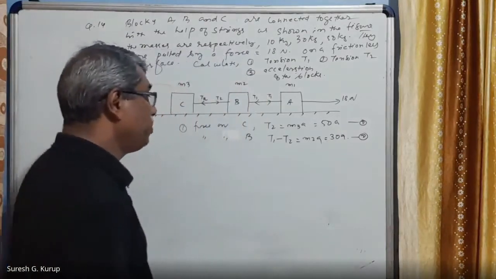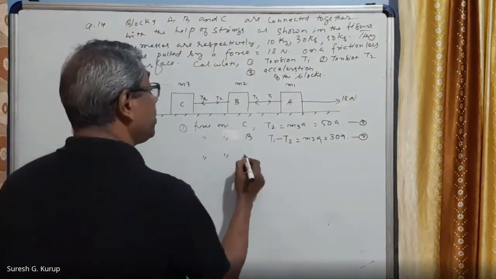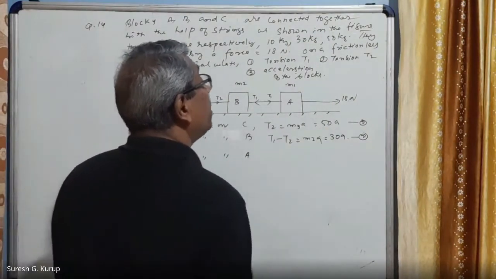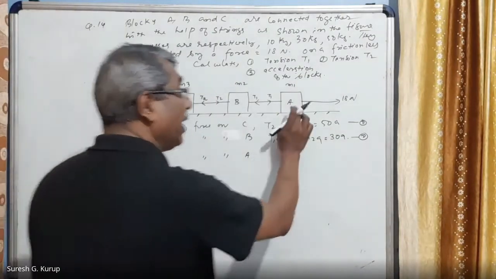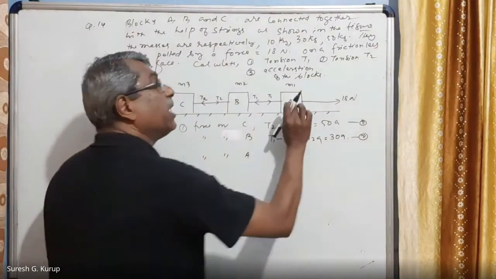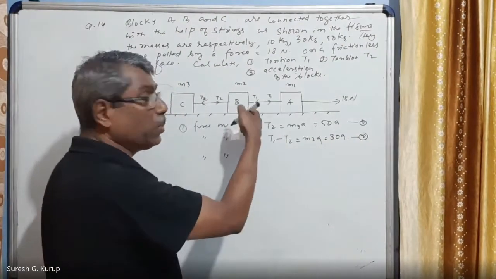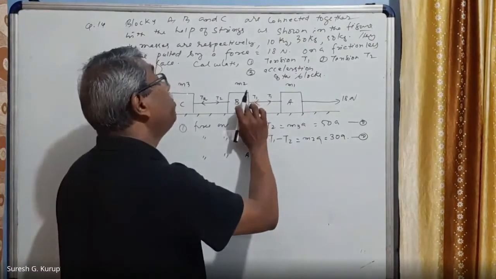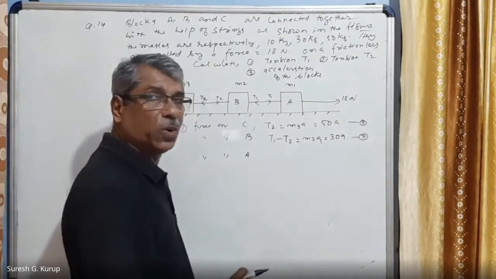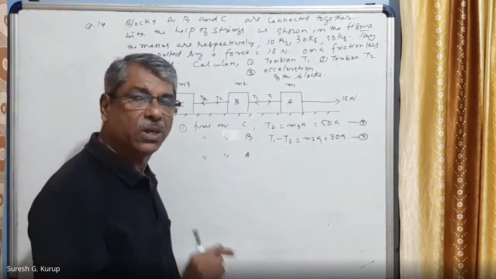This is equation number 2. Then force acting on A. That means 2 forces are acting on A. Which are the 2 forces? 18 Newton acting in the forward direction, and T1 acts. Because A is pulling the body B with a force T1, therefore B will pull the body in the forward direction with the same force T1.